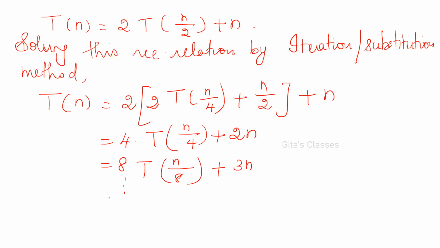You observe like this, in general I can write it as n into T of n by n, plus how many times? Remember 2 power 1, 2 power 2, 2 power 3, etc. We have assumed, for our convenience, that n is equal to 2 power k. So what will be the value you will be getting here? k into n. Therefore T of n is equal to n into T of 1, n by n, that is 1, plus k into n, k times n.